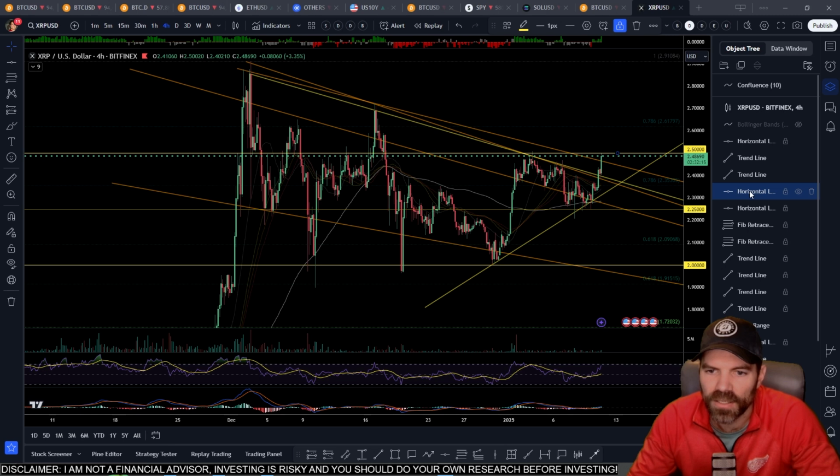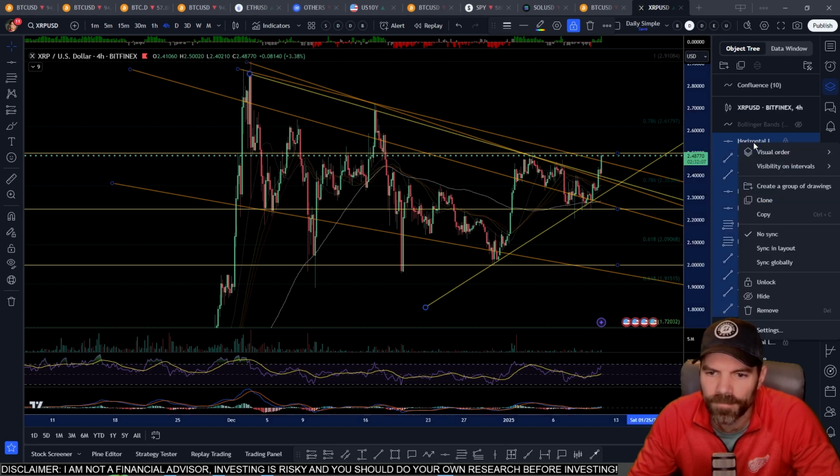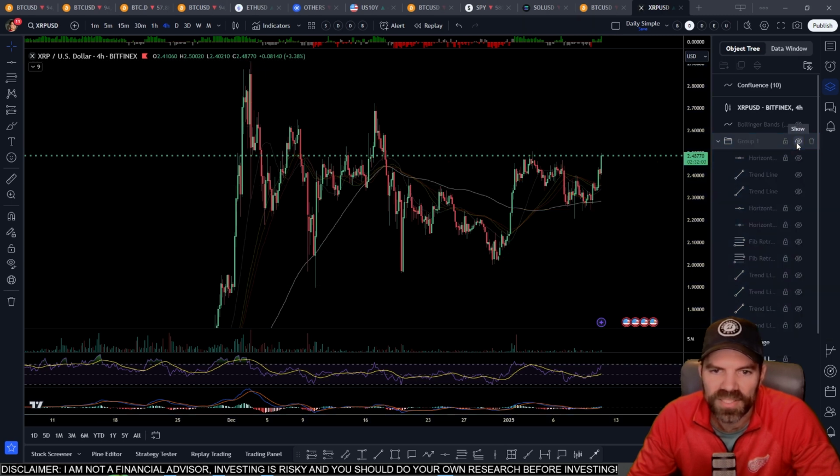So if you want to combine, say you want to hide these last ones that I added here. Let's just select them like this, and I'm going to right click and go to create a group of drawings. And then if I wanted to, I could basically get rid of all of them in one click. So you can do stuff like that to make it look a little prettier, right?